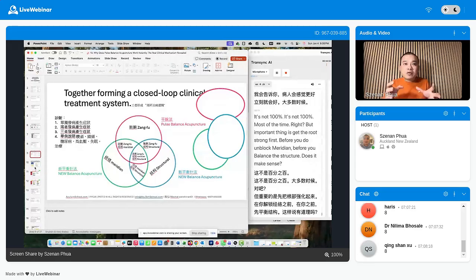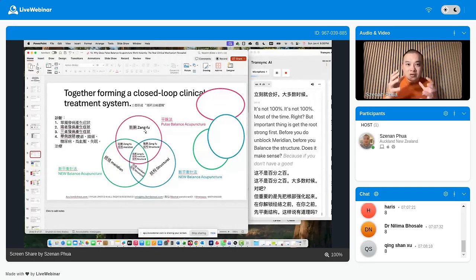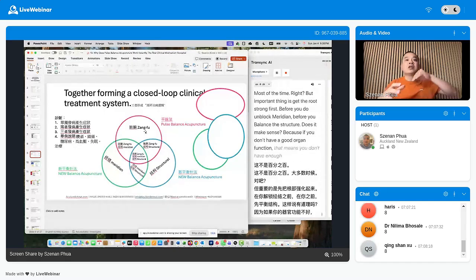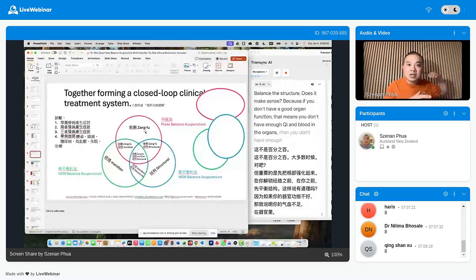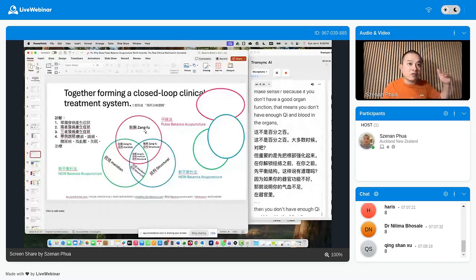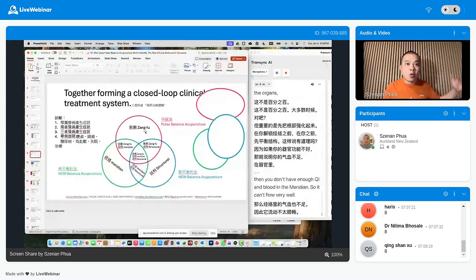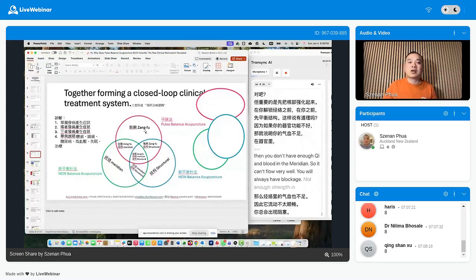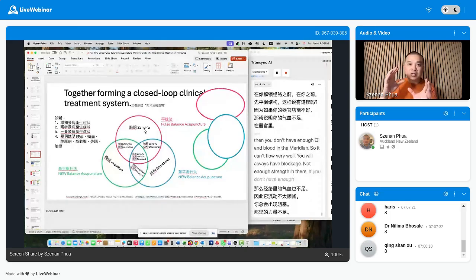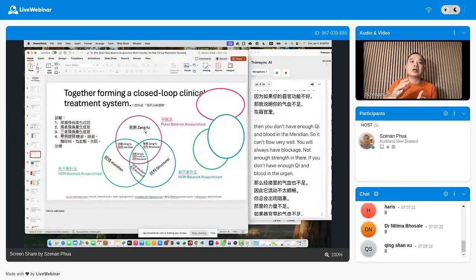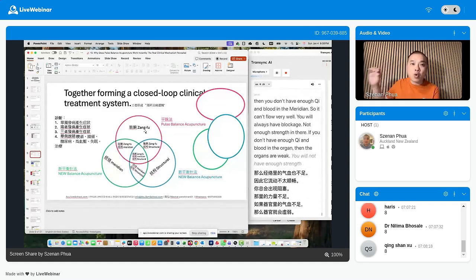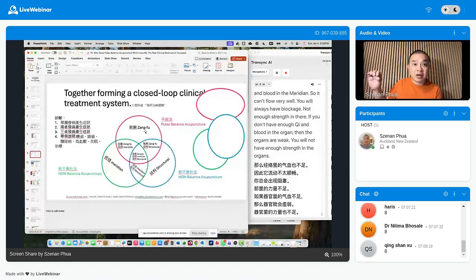Because if you don't have a good organ function, that means you don't have enough qi and blood in the organ, then you don't have enough qi and blood in the meridian, so it can't flow very well. You will always have blockage. Not enough strength in there. If you don't have enough qi and blood in the organ, then the organs are weak. You will not have enough strength in the organs. Right?